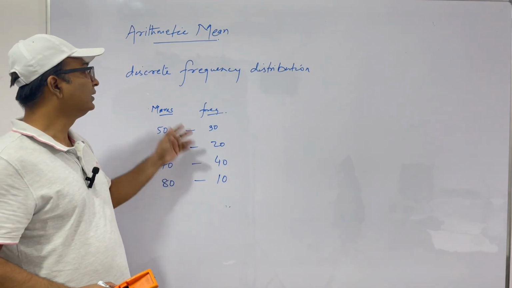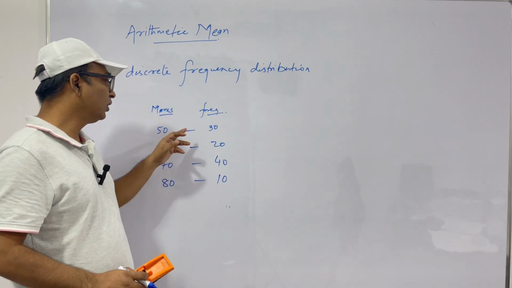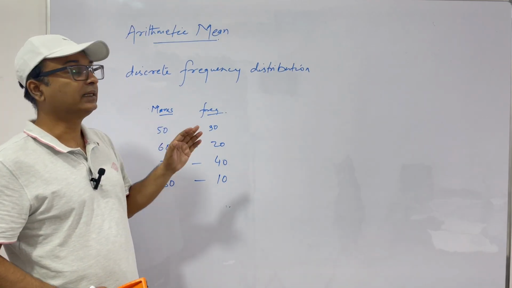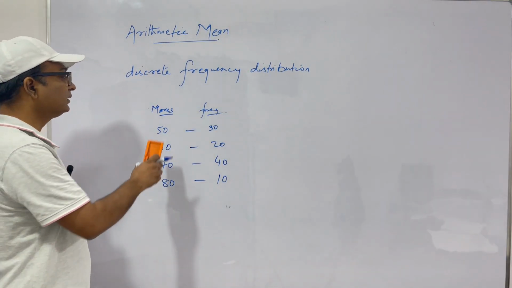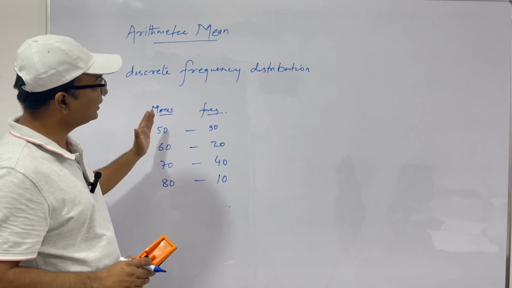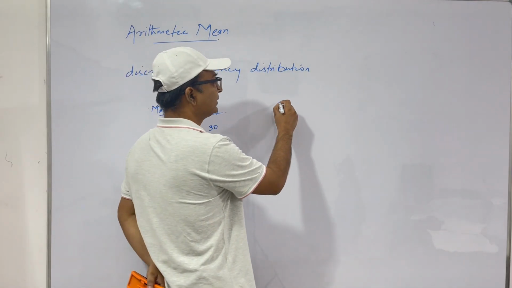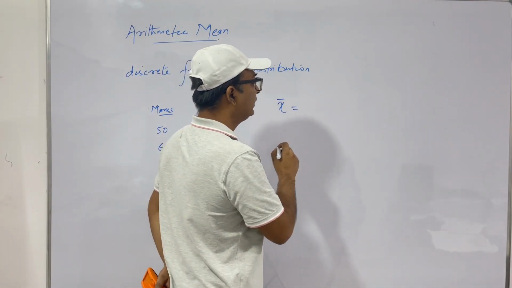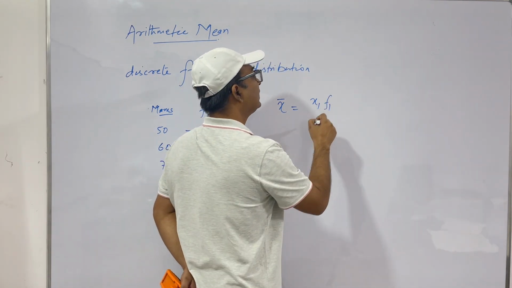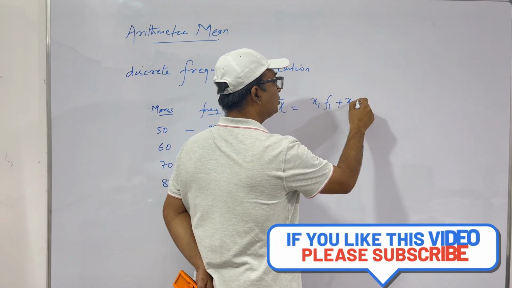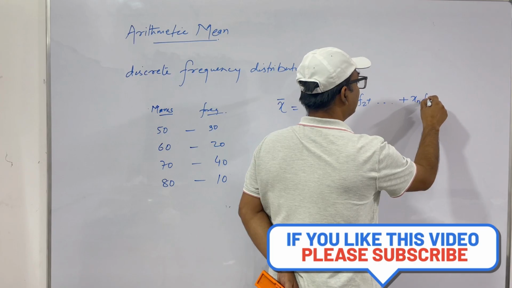This is frequency. This is discrete frequency distribution. That is frequency. This is frequency corresponding to a data. This is not continuous. This is discrete. So how do we calculate arithmetic mean of this type of data? We calculate it like this. It's done by x1. Let's say the first data is x1 and its frequency is f1, plus x2 f2, and so on up to xn into fn.